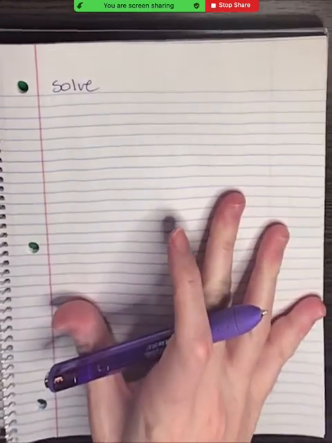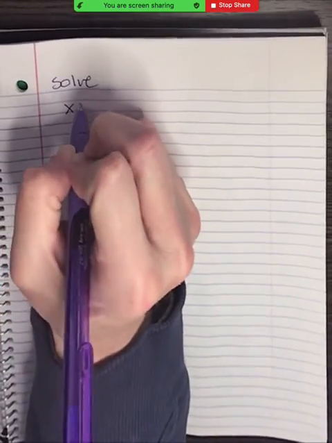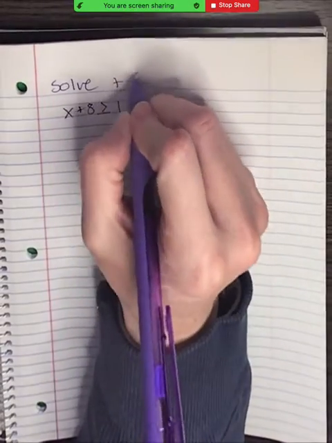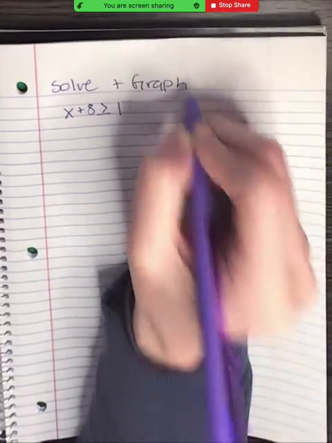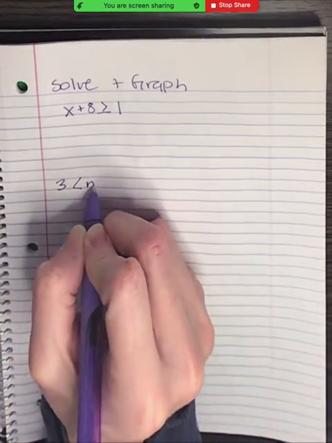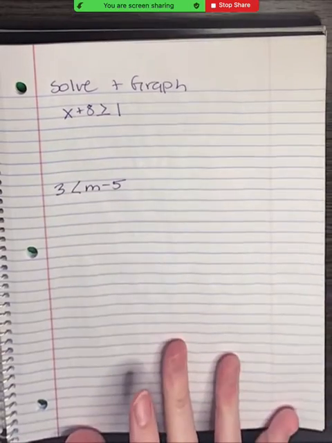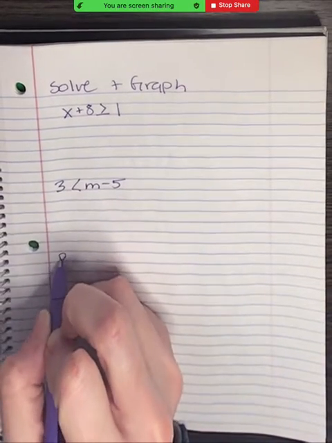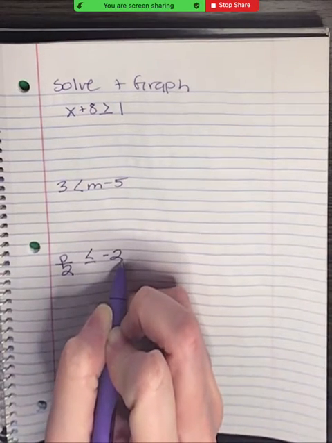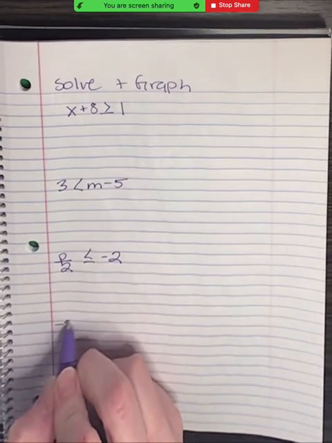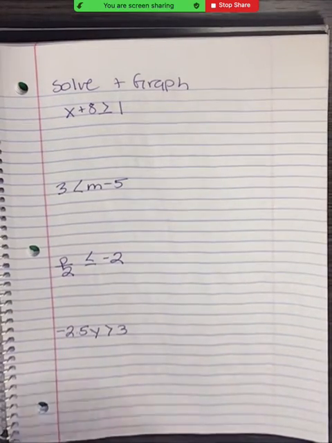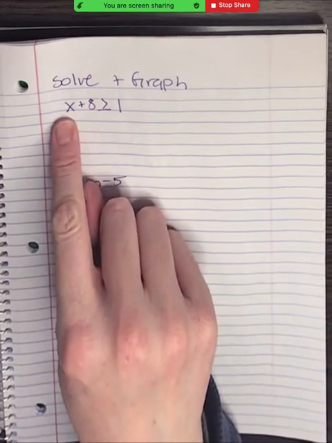So we're going to solve x plus 8 greater than or equal to 1 and graph them. 3 is less than m minus 5. P over 2 is less than or equal to negative 2. And negative 2.5y is greater than 3. Okay, so x plus 8 is greater than or equal to 1.